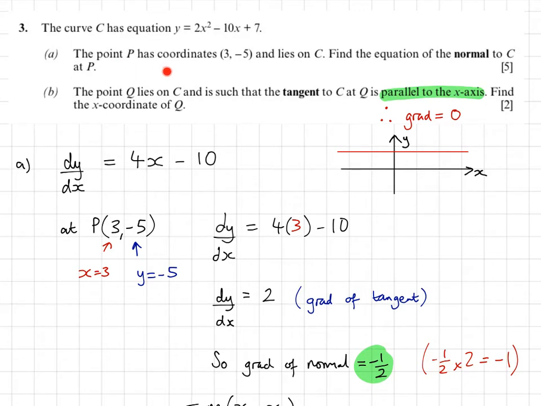It says the point P has the coordinates (3, -5) and lies on C. Find the equation of the normal. They put that in words there: find the equation of the normal to C at the point P. Okay, so to do that, we need to differentiate it to find the gradient.